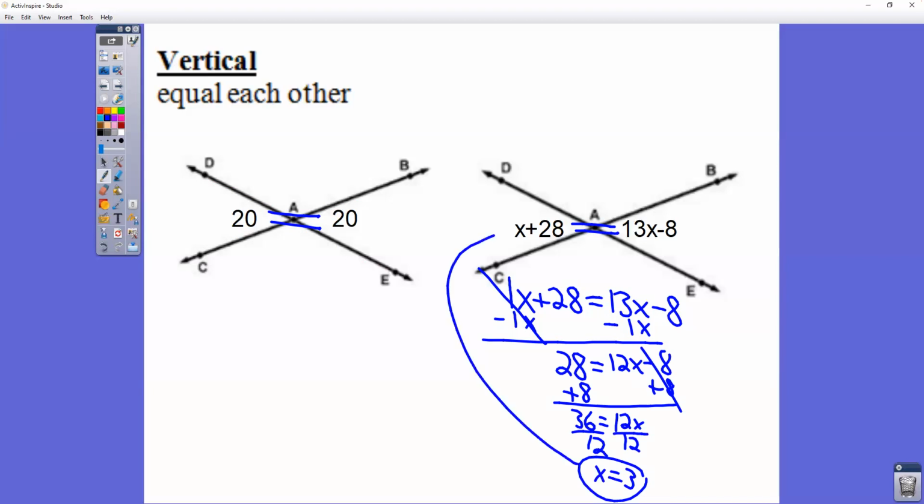Take that 3, sub it back in. x plus 28 is 3 plus 28, which is 31. 13 times 3 is 39, minus 8 is 31. So you get 31 and 31. So again, vertical angles are equal to each other.